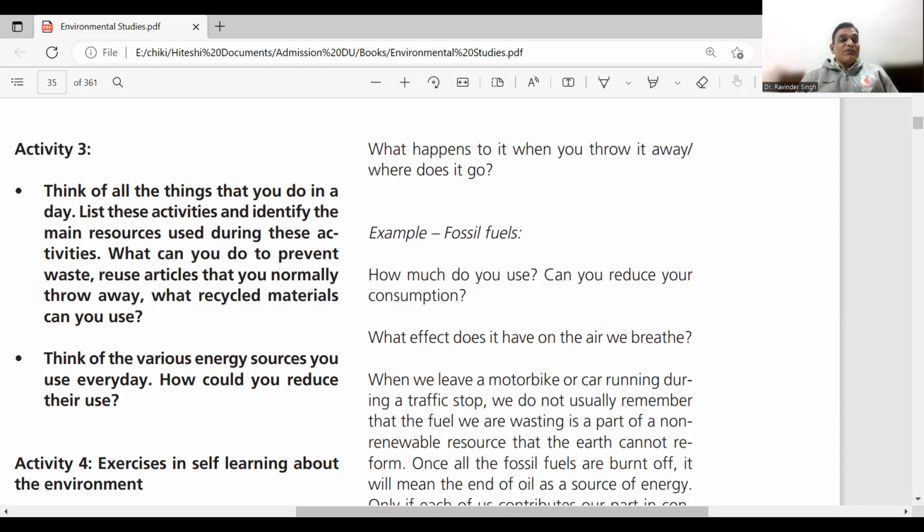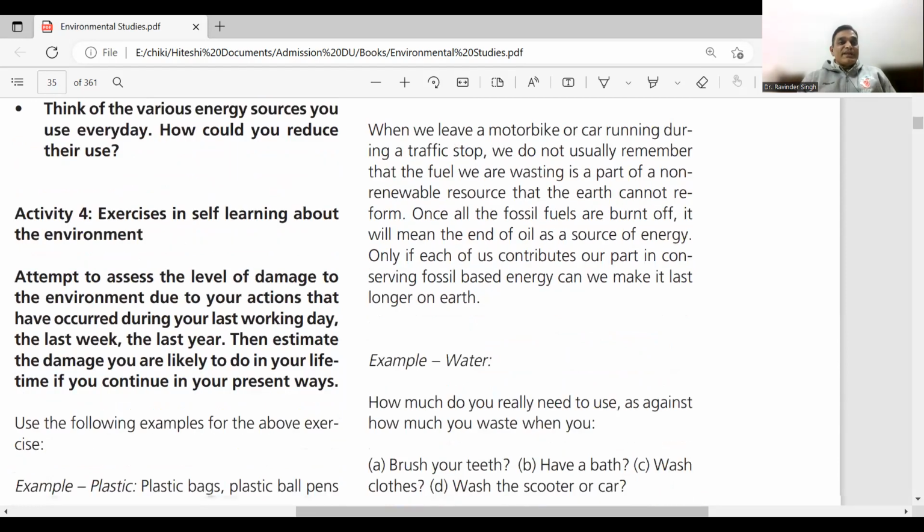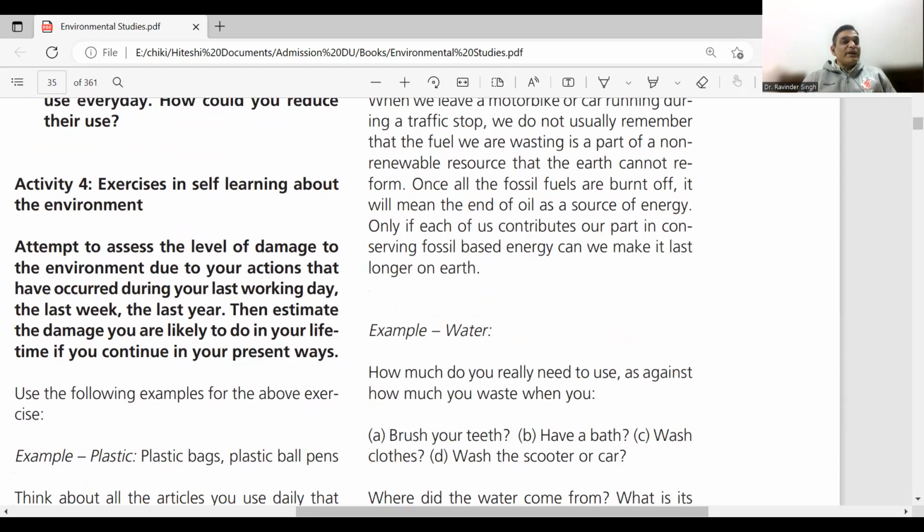What recycled material can you use? Think of the various energy resources you use every day. How could you reduce their use? Activity 4. Exercises in self-learning about the environment. Attempt to assess the level of damage to the environment due to your actions that have occurred during your last working day, the last week, the last year. Then estimate the damage you are likely to do in your lifetime if you continue in your present ways.